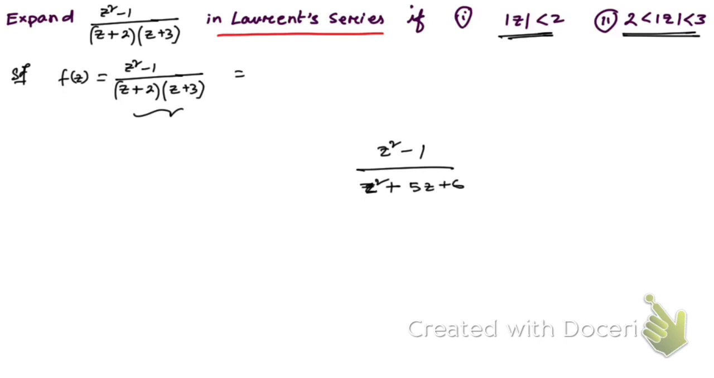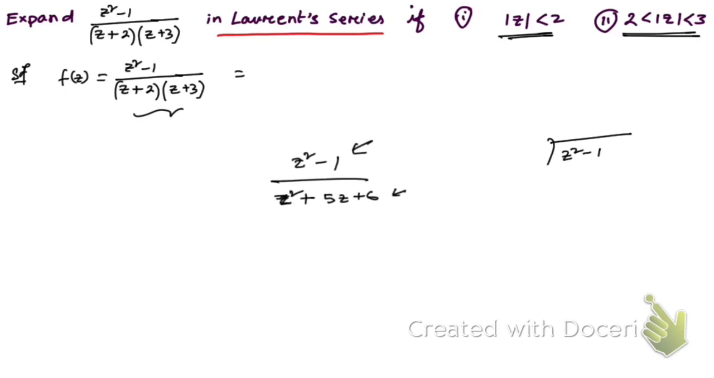That's what you're gonna have. So now divide the numerator by the denominator. Let me divide this z square minus 1 by the denominator, right? Let's divide it by this. So first we're gonna give 1 times z square plus 5z plus 6, right?